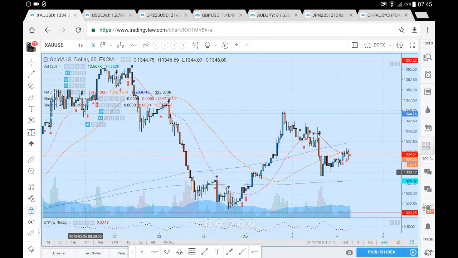So this is the XAUUSD analysis for Wednesday, the 4th of April. Now let's just have a look at what I've been pricing, where prices may likely go.